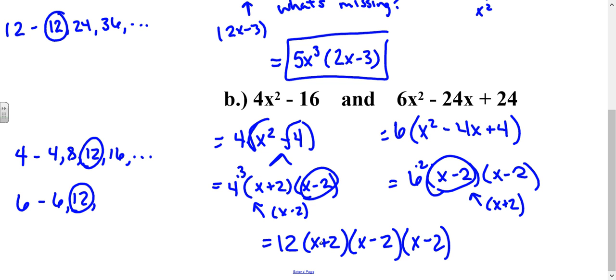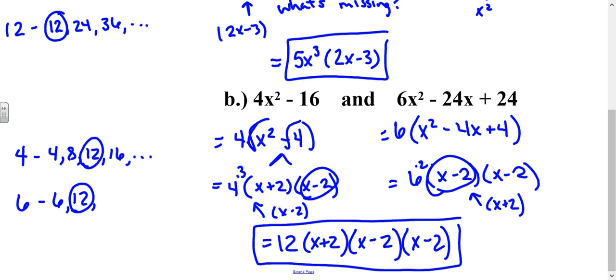I would need an x plus 2. I would need an x minus 2. And then this one already had an x minus 2, but I would need another one. So it would have another x minus 2. So this would be the answer.